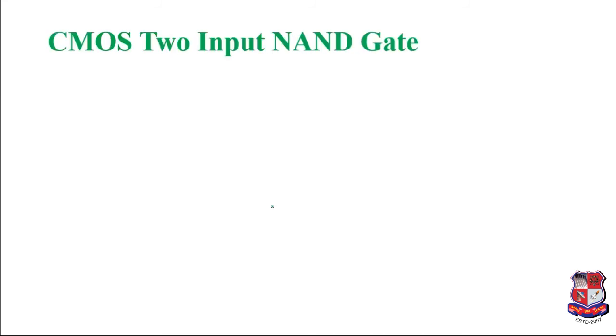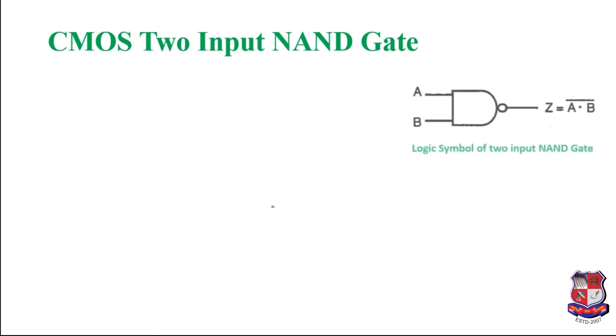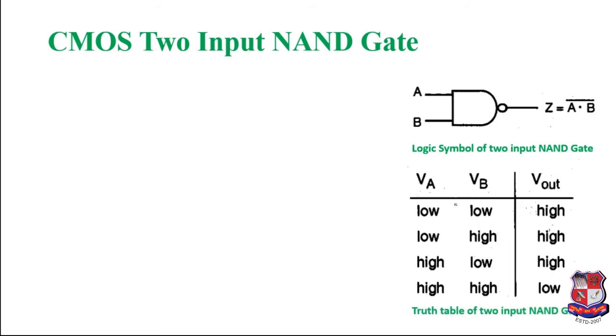Our next topic is the CMOS 2-input NAND gate. The NAND gate symbol is represented in this way, and here you can see that the output of the NAND gate is A and B whole bar. The truth table of the NAND gate is: if both inputs are logic 0, the output is high, and if any of the inputs is logic 0, the output is going to become high. If both inputs are logic high, the output is logic 0.